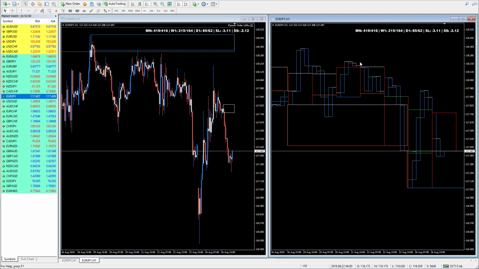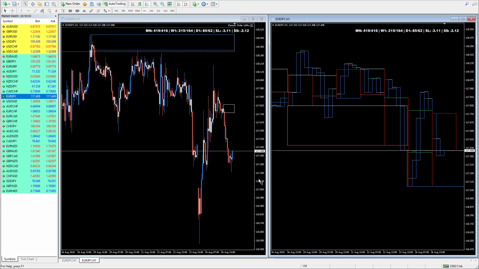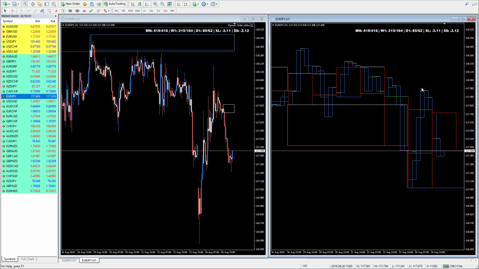Price went all the way up to here. If you can see over here, make sure that they're lined up nicely. So price went to kind of the highs of this area here. Okay, but that doesn't matter because your stop would have been kind of above here. But it's fun, isn't it?